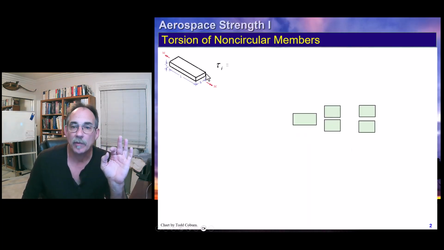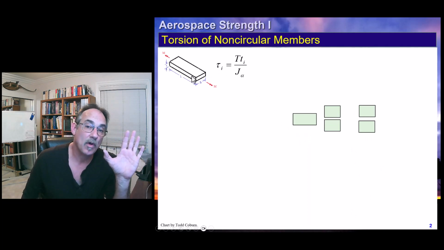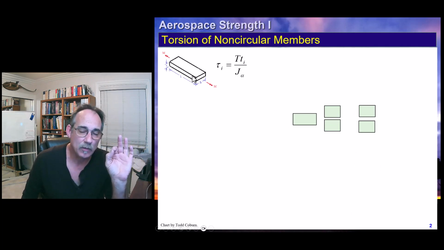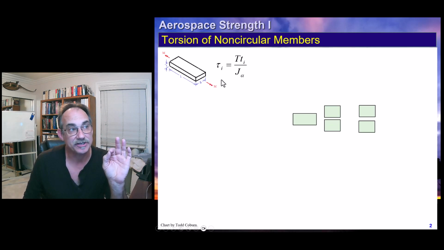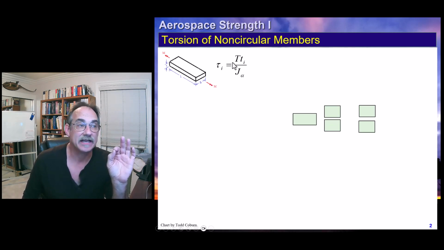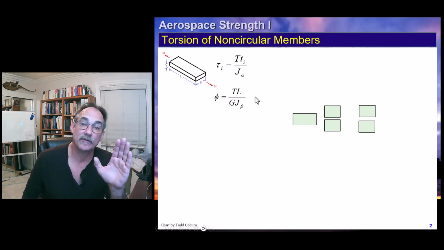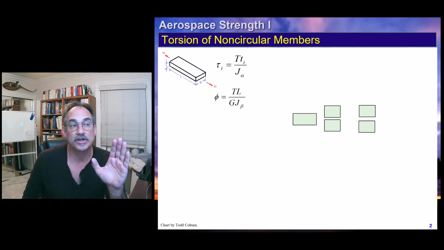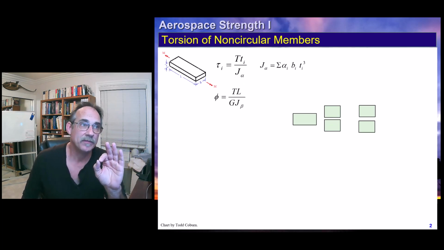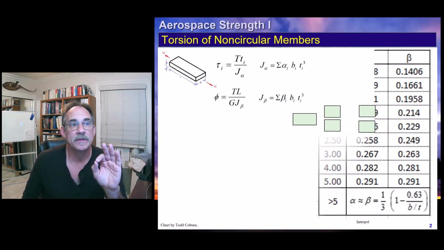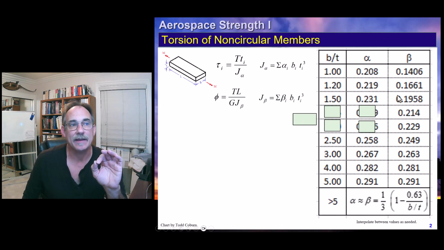Now, remember, we have a thin-walled non-circular section. The shear stress is given by Tc over J. The angle of twist is TL over GJ. The torsional constant, there are two of them, one of them for stress and one of them for angle of twist. We're going to need to go to this table to determine what those are.